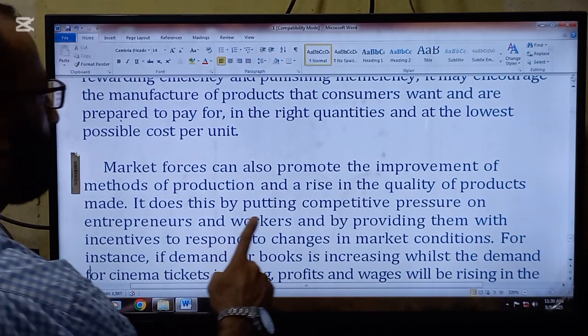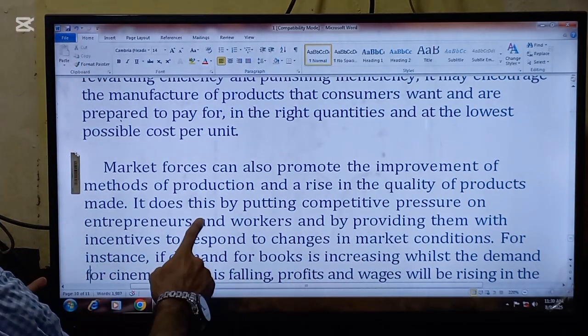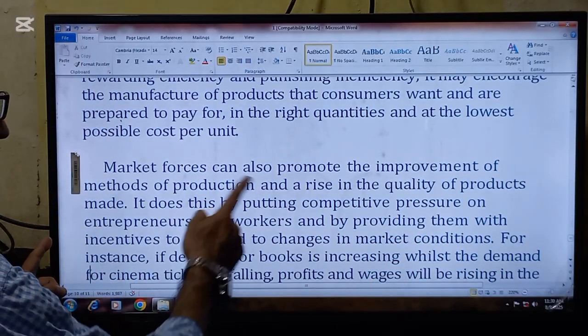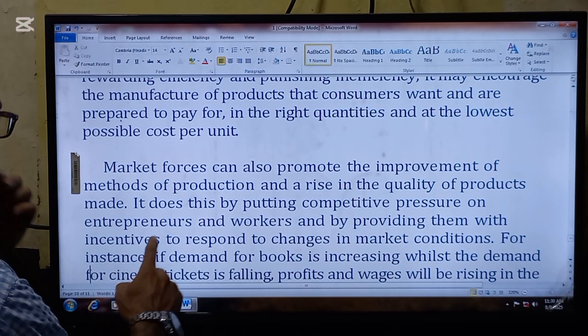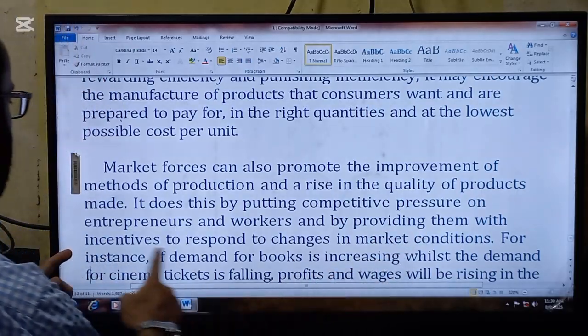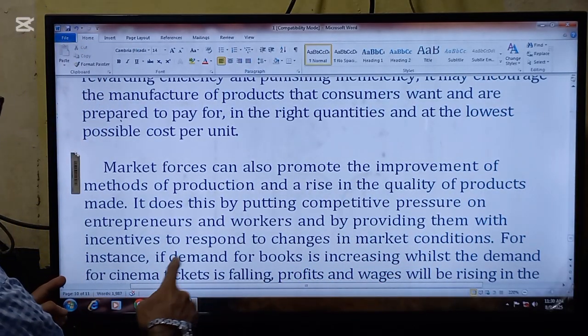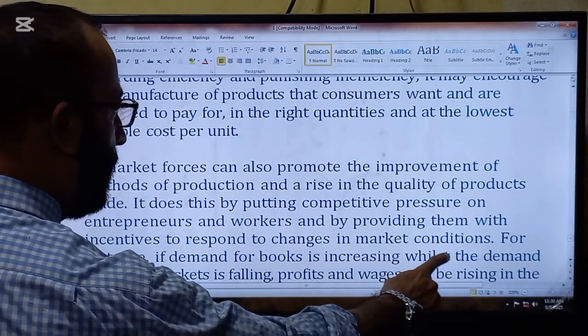Market forces can also promote the improvement of the methods of production and a rise in the quality of the products made. So this is another advantage. It does this by putting competitive pressure on the entrepreneurs and workers and by providing them with incentives to respond to changes in the market conditions.